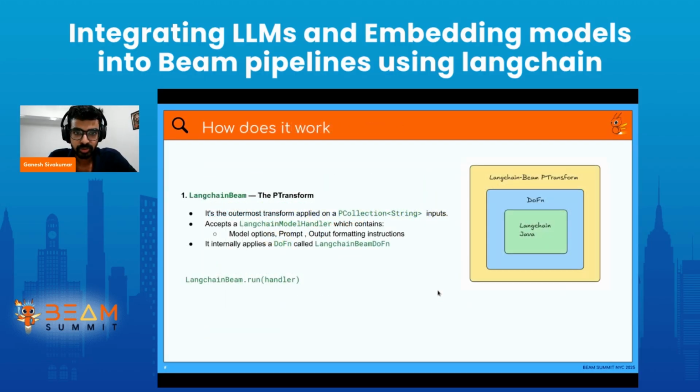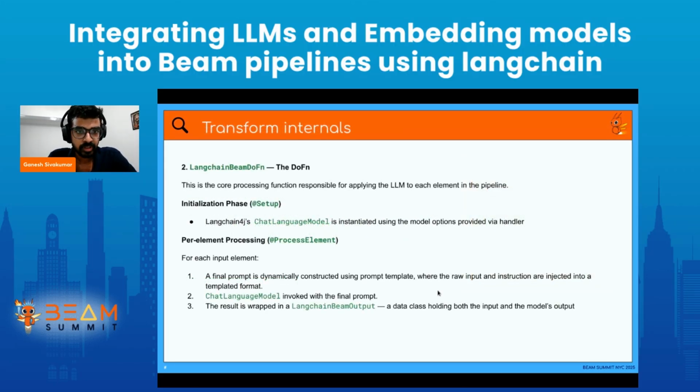Now that we know how to use the transform, let's talk about how the transform works internally. Just like any other transform, the Langchain transform has layers to it as well. The top layer, which is public, exposes a run method and takes a handler. Internally, it calls a doFn to basically run inference with the model using the Langchain Java.